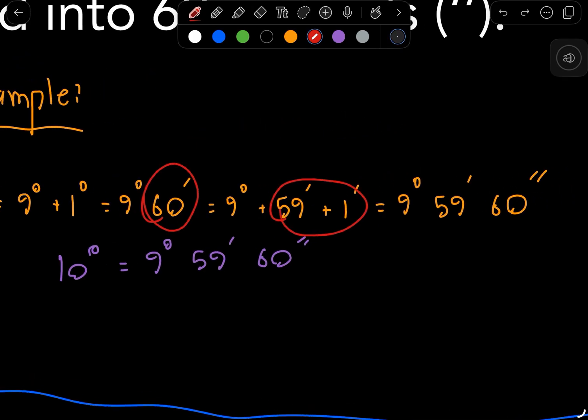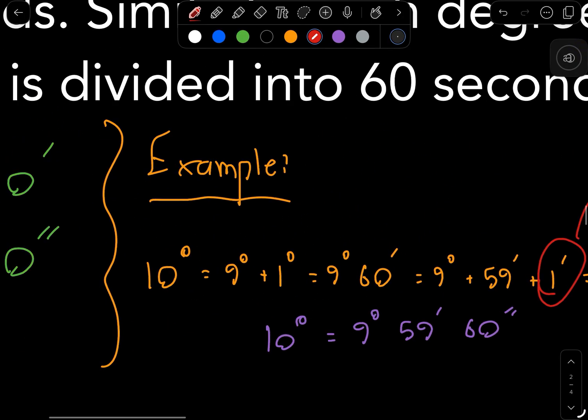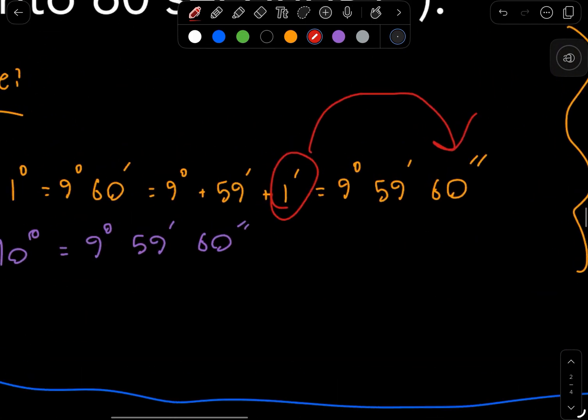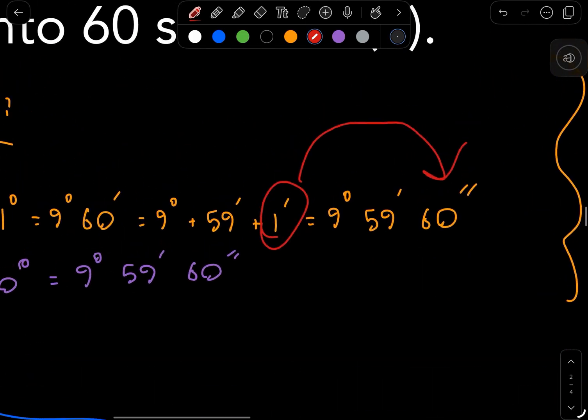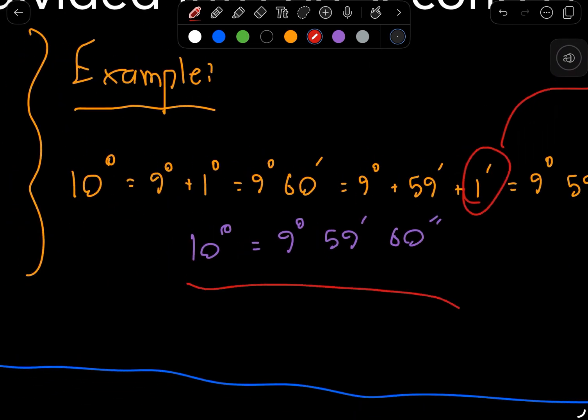And finally, using the second conversion, of course, 1 minute is 60 seconds. Remember, 1 minute is 60 seconds, so you can make that conversion too. And essentially, we get that 10 degrees is equal to 9 degrees, 59 minutes, and 60 seconds. So that's the more specific or exact way of representing our angle.